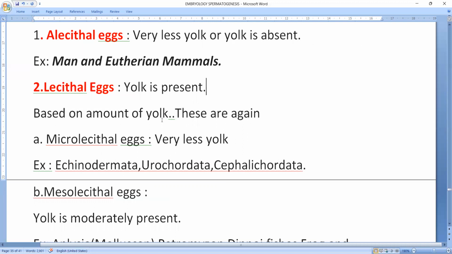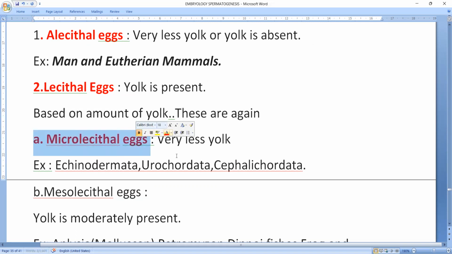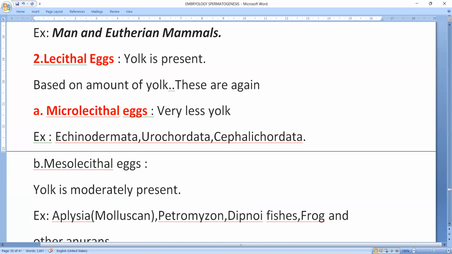So based on the amount of yolk, these are again divided. So one is microlecithal eggs. Some believe that the mammalian egg is considered as microlecithal, some believe as alecithal. Okay, so anyway, a microlecithal egg contains very less amount of yolk substance. So the example is very, very important.